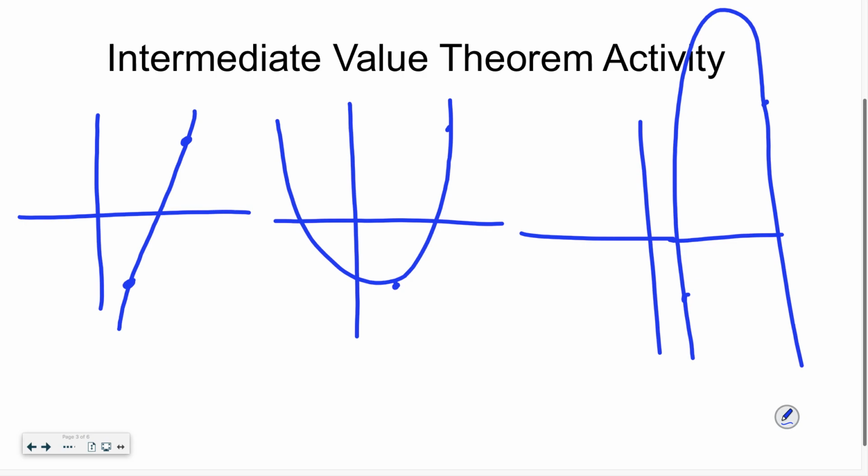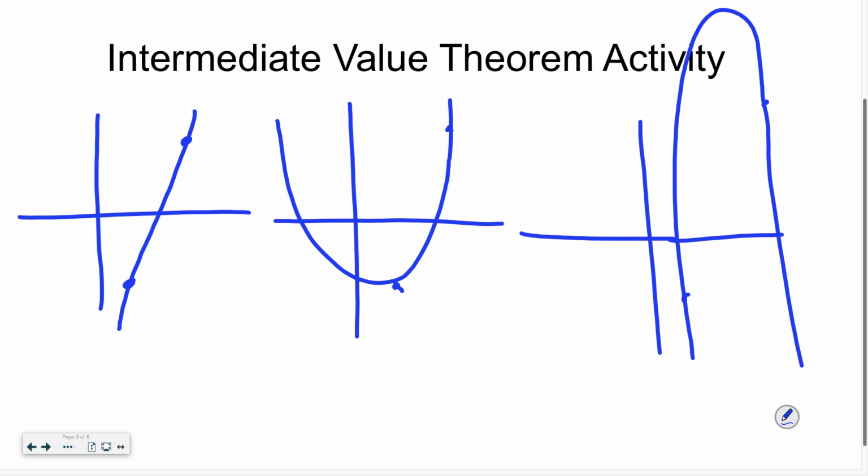Which y values do we have to go through no matter what? Negative 1 and positive 2. All of the y values between negative 4 and 3, you're going to have to hit because we have a continuous function. And that's what the intermediate value theorem is saying.